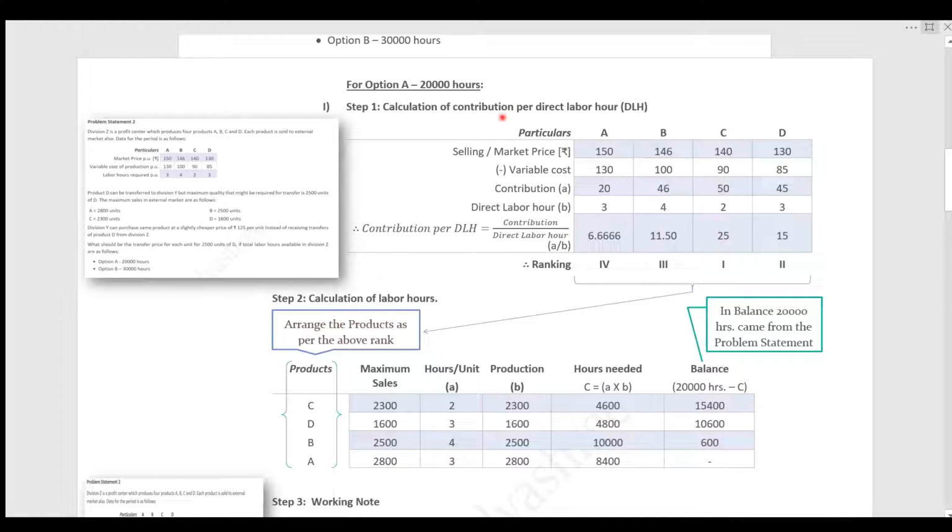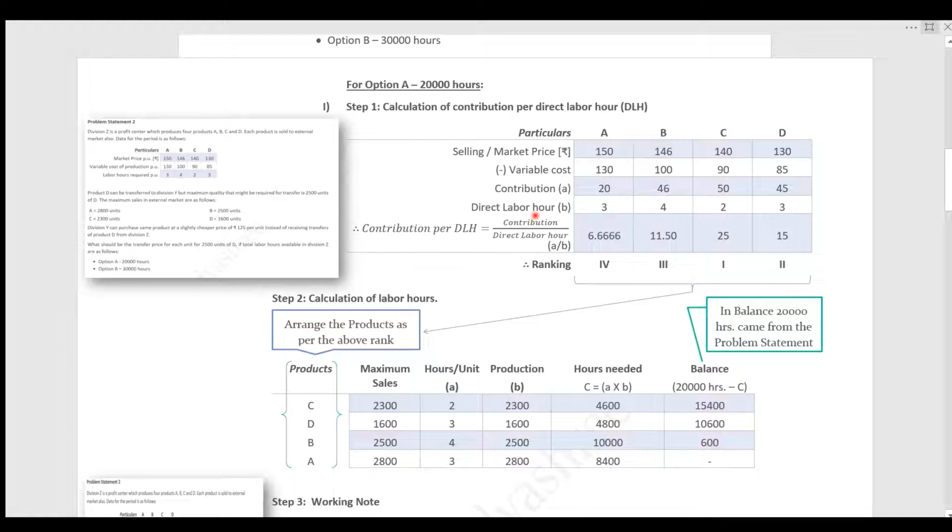Contribution is not given, so we have to calculate the contribution. As we know, the formula to calculate the contribution is selling price minus variable cost. Selling price per unit, that is the market price, and variable cost per unit are already given in the question. So you can take that. If you deduct, you will get the contribution. As I told you, the direct labor hour is already given in the question, so we will take that.